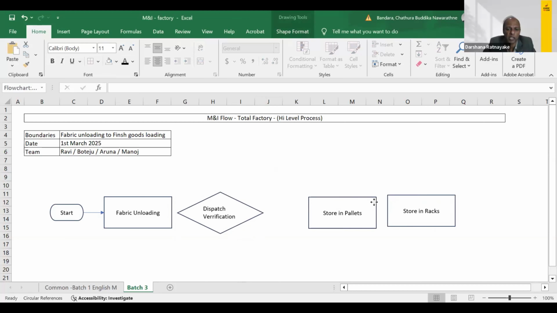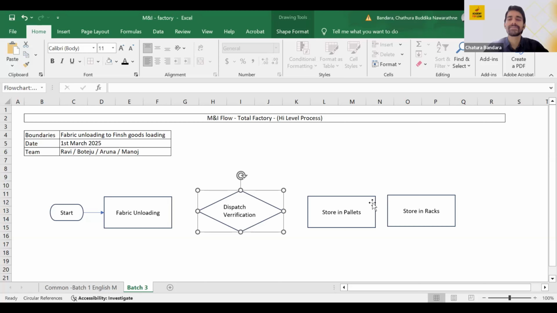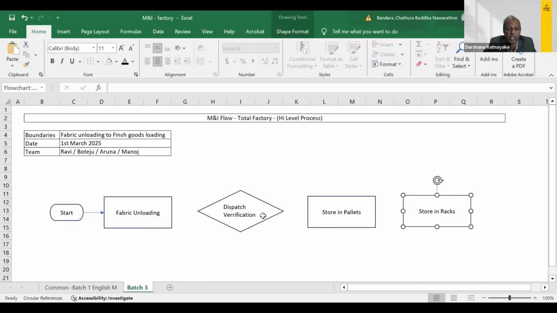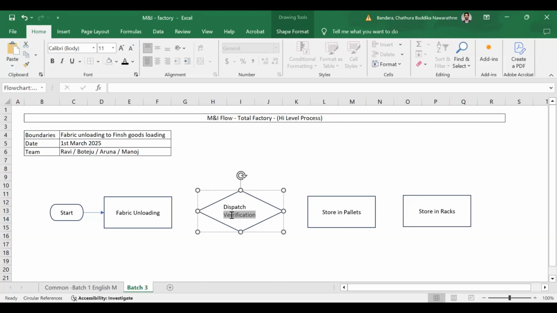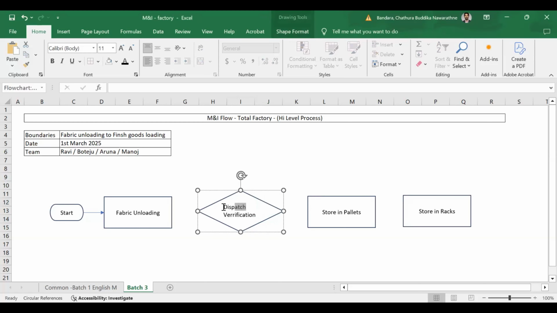Yes. But Chatura, we are asking what is the fabric unloading? It is a verb and noun. Likewise, what is the action here? Not the document. In this diamond, or in the rectangular operation, we need to write the action, what action we are doing there. We verify all the roll numbers and the quantity we received in-house, before input to the warehouse. Okay, it's fabric verification, right? Yes, correct. Don't worry about which document, we will go through that later.